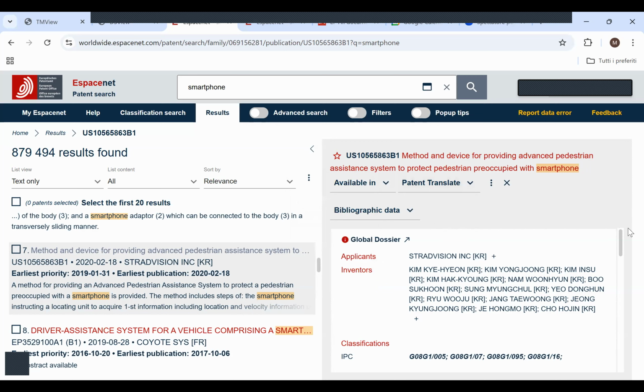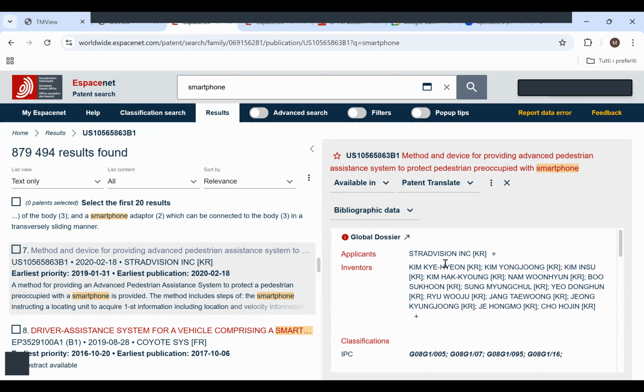You have the potential translation, and you have the name of the applicant and the name of the inventor. As you see, the names of the inventors are normally many, but the applicant is just one. It's the owner. It is Stradvision Inc. It is a company probably, and these are the persons that developed the patent.